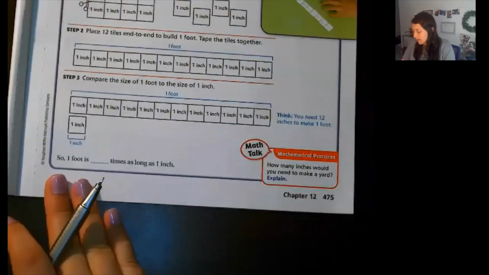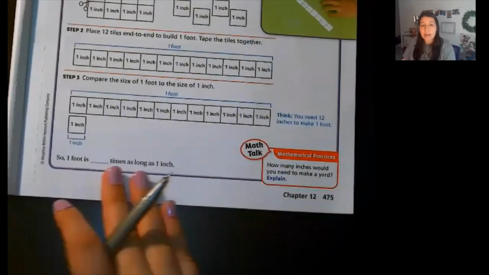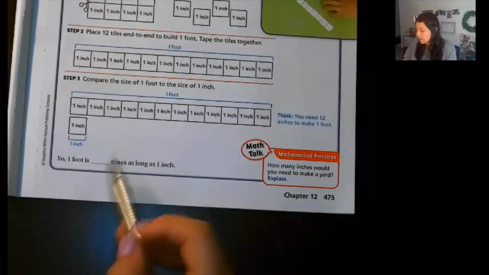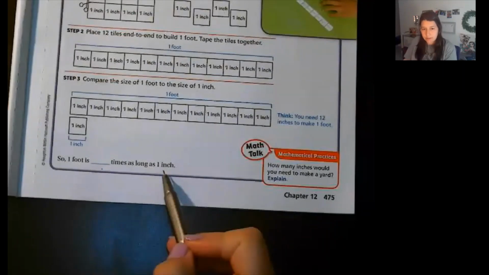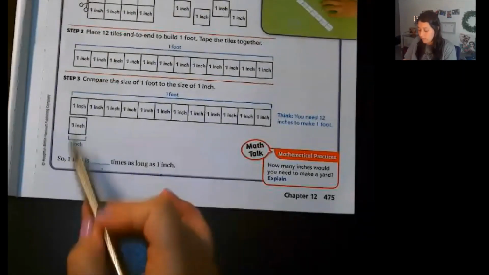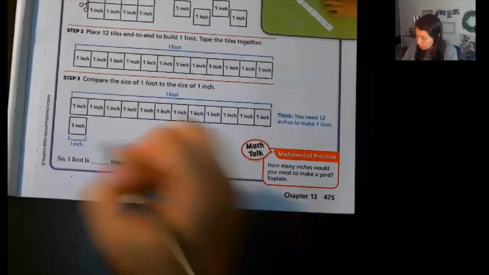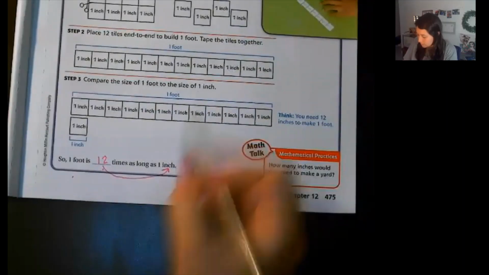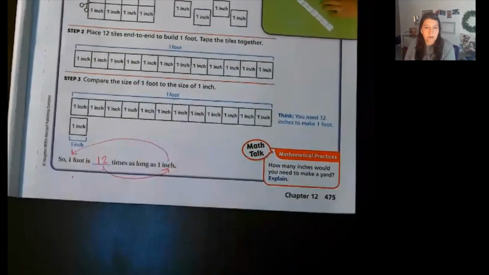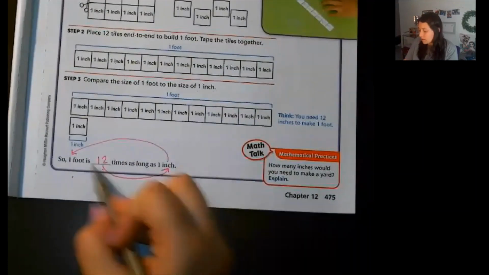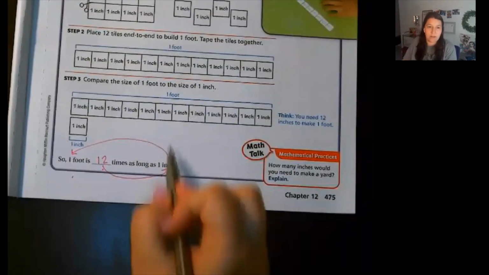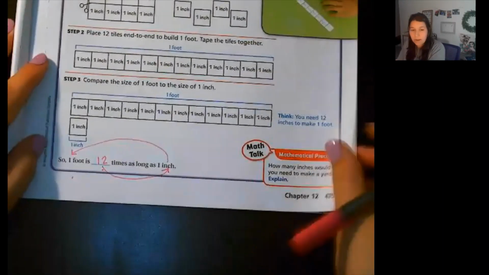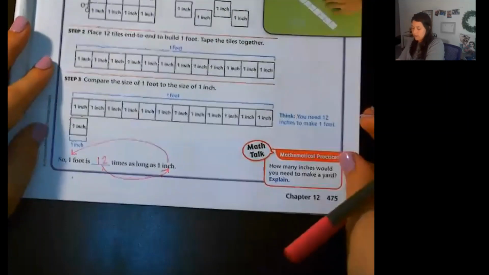So when we write this statement, it says, 1 foot is blank times as long as 1 inch. Okay, and what goes here is how many of the smaller lengths make the bigger length. So we know that 12 inches makes 1 foot, and that's kind of how you read this statement. So the number you would put in the blank is how many of the smaller make the bigger. Okay, so a foot is 12 times as large as 1 inch.